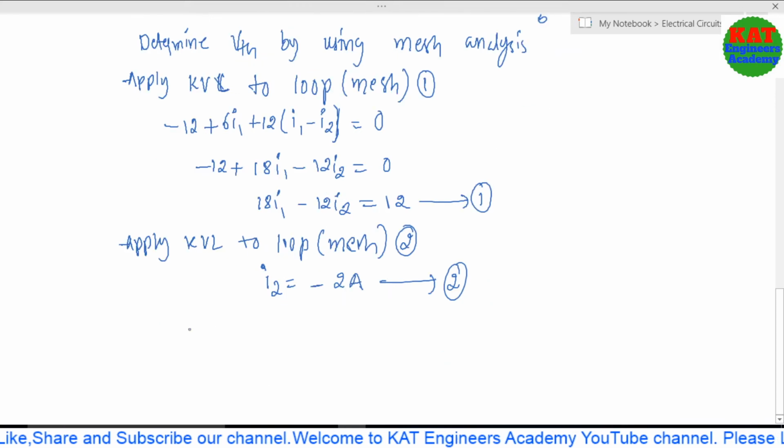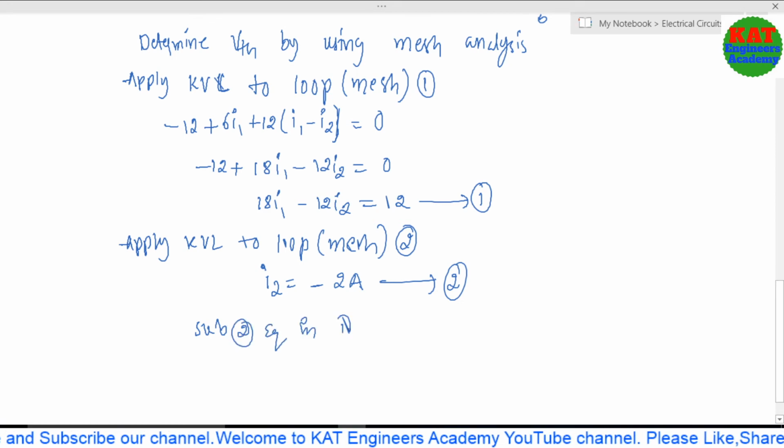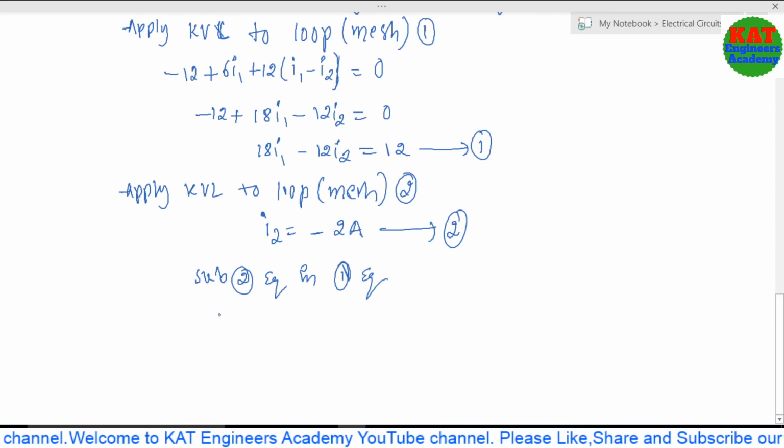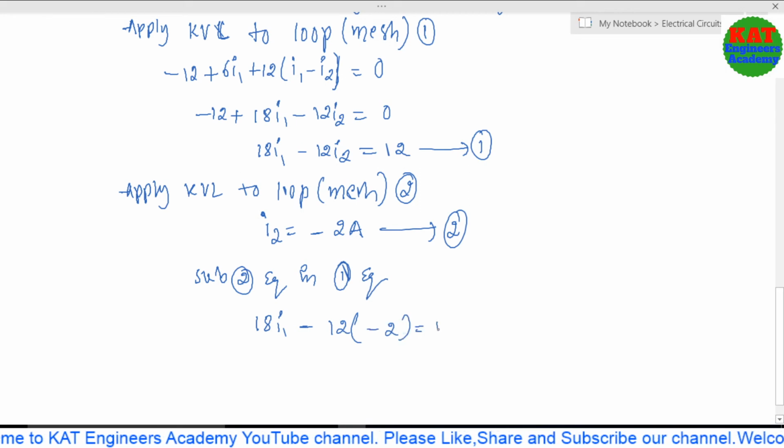Now substitute the second equation in the first equation. In the first equation we evaluate I1, because I2 is already evaluated. There is no need to simplify these two equations. Directly we'll get the equation. So after substituting we get 18 I1 minus 12 into minus 2 equal to 12.